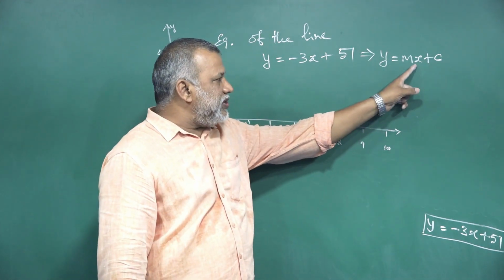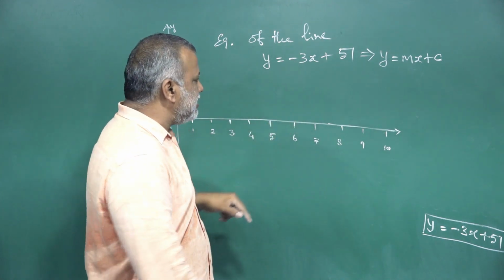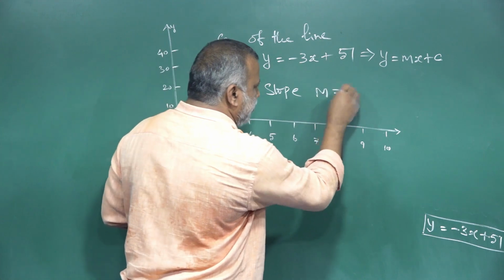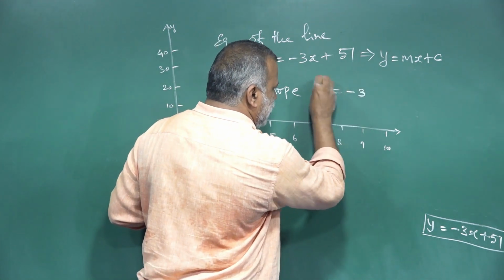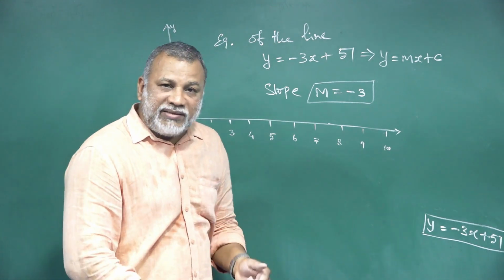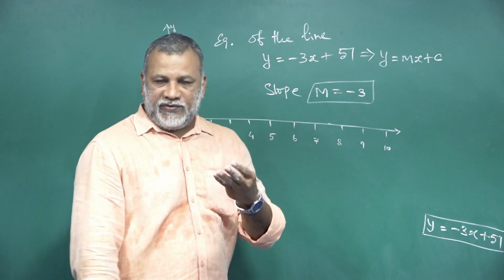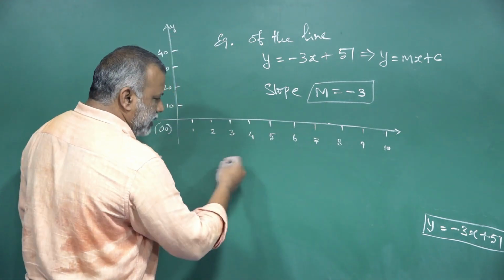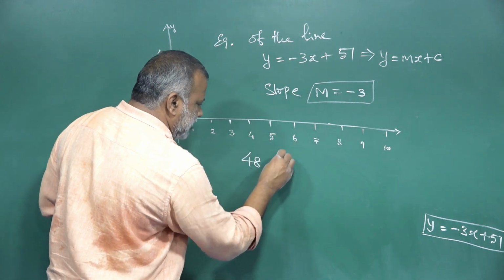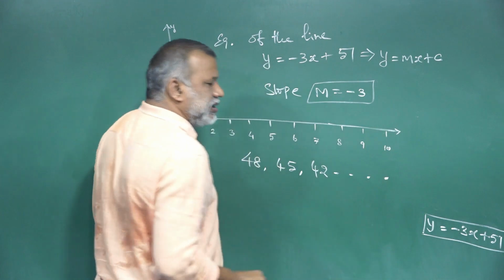See here, the coefficient of x is considered to be m. Here the coefficient of x is minus 3. Therefore we can say slope m equal to minus 3. Now we have to compare the slope with the common difference. See, what are T1, T2, T3? That means we get the sequence 48, 45, 42, like this.